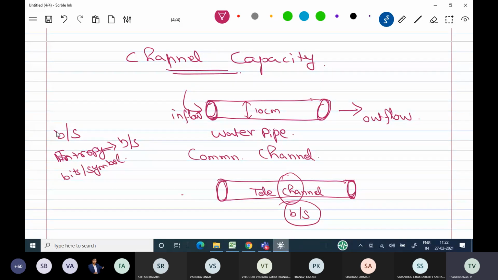Okay, for channel capacity, for channel data rate, internet data rate only, bits per second will be given. My recommendation is, for entropy calculation, please use the unit like this, bits per symbol.